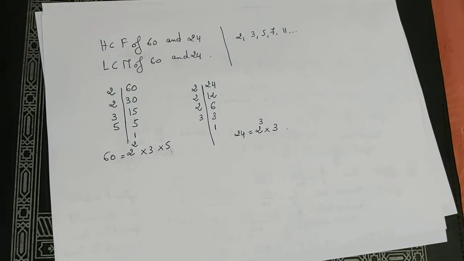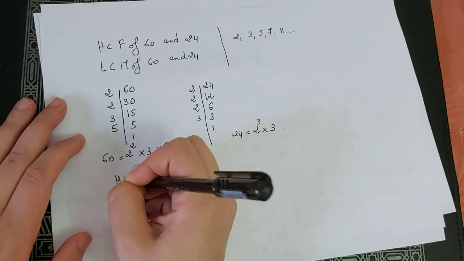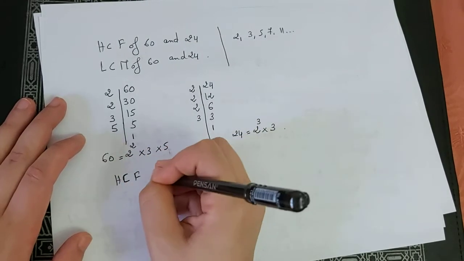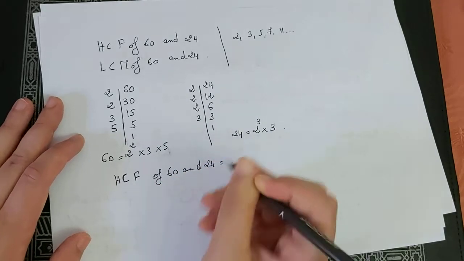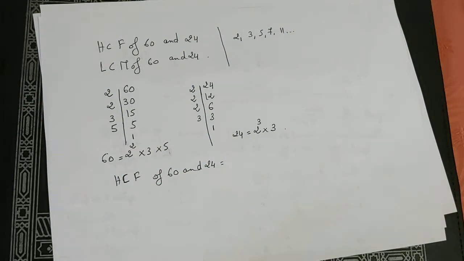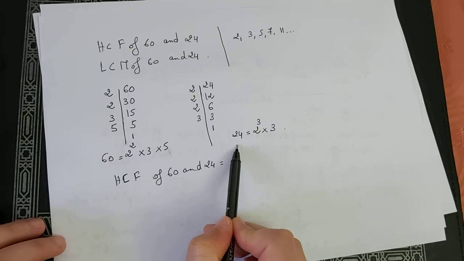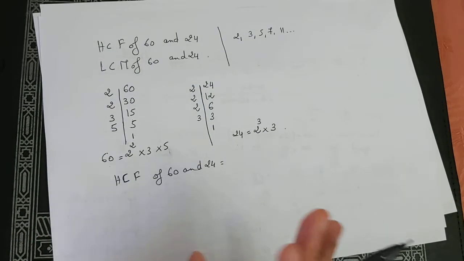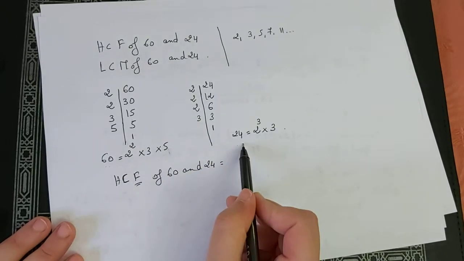Now the question: how can I get the highest common factor of 60 and 24 from these two factorizations? Well, first thing, this is a factor, so it needs to be a number that is less than 60 and 24. This is a way to check your answer at the end. Since it's a factor, it should be less than 60 and 24.